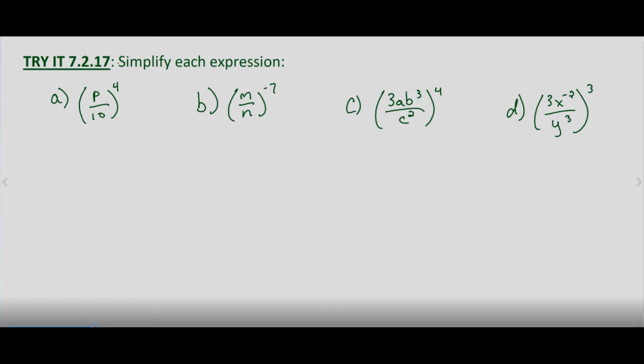So again, we have with part A, p over 10 to the fourth, so that ends up being p to the fourth over 10 to the fourth, and 10 to the fourth is 10,000, so this is p to the fourth over 10,000.